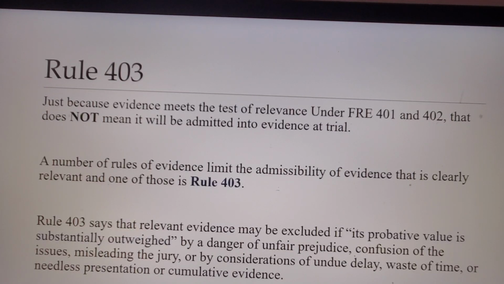So that's sort of how Rule 403 works. And most of the time, that's the situation in which it would be applied. You can't offer evidence just for its shock value if there's plenty of other evidence that establishes the same legal issues.